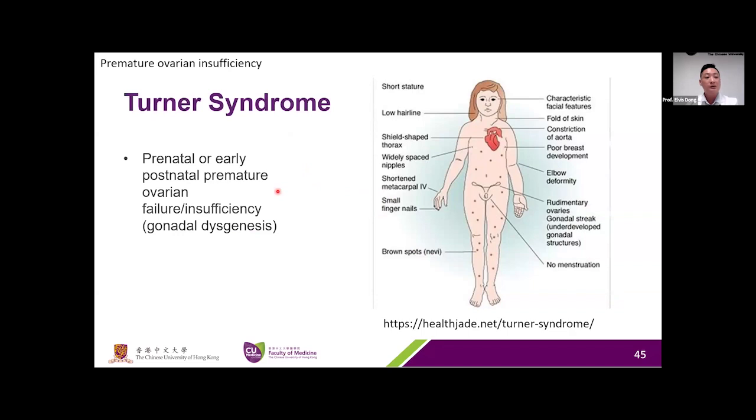One typical genomic contribution is Turner syndrome. We know that Turner syndrome is affected by a loss of one sex chromosome. Some cases can be observed in the prenatal stage, and some develop later, but most of them will suffer an infertility issue. So premature ovarian insufficiency is mainly caused by this kind of syndrome.